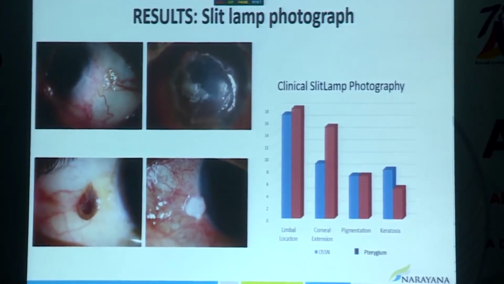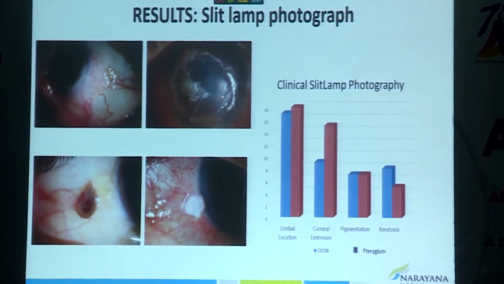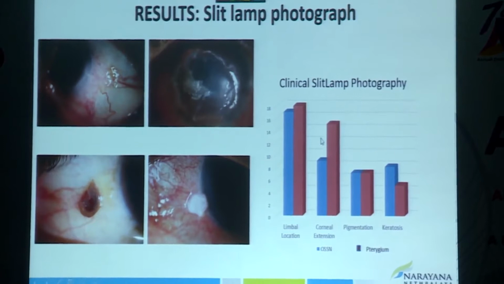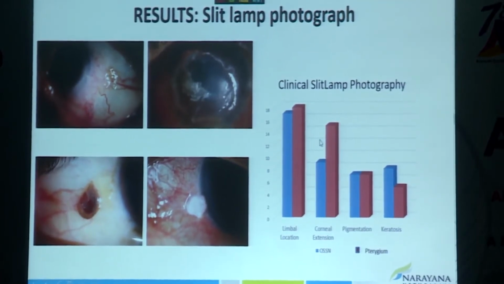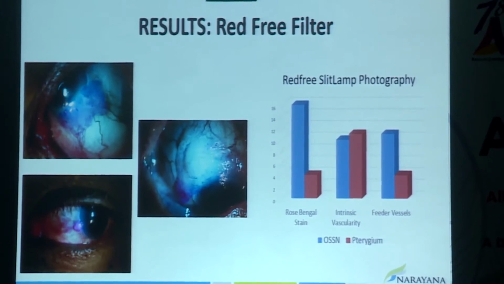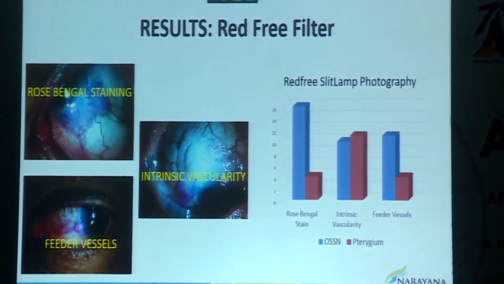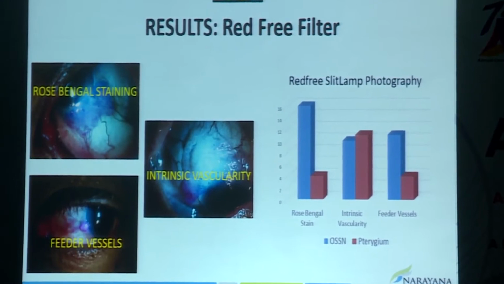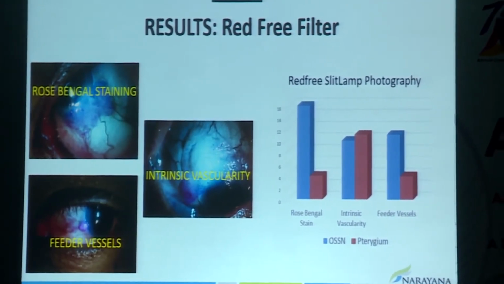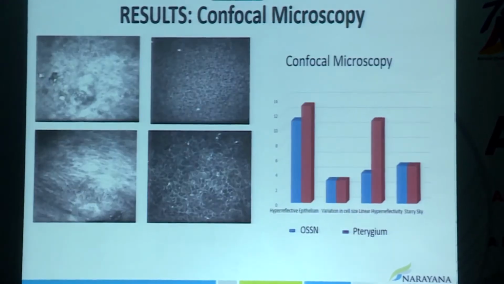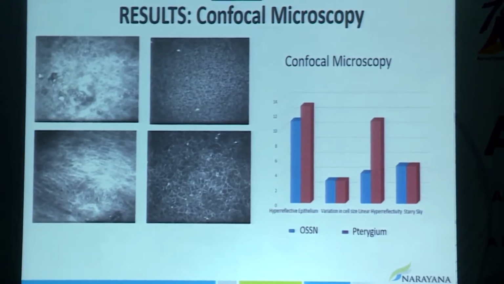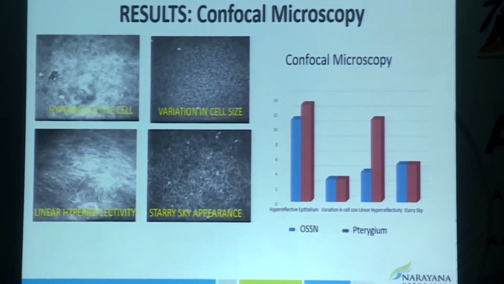So we did the scoring on slit lamp photography. On clinical slit lamp photography, both OSSN and pterygium showed similar scoring, but on red-free filter examination, OSSN showed higher scores than pterygium, especially on rose Bengal staining and feeder vascularity, which was statistically significant. On confocal microscopy, both OSSN and pterygium showed similar scoring.